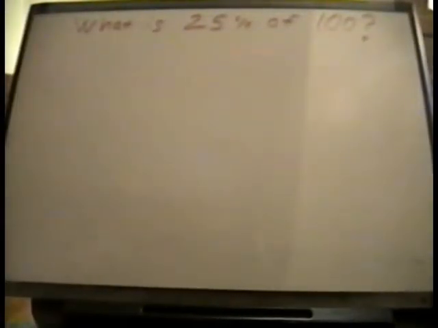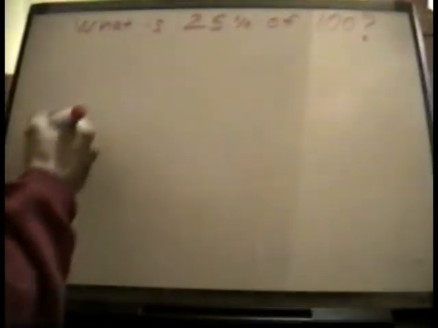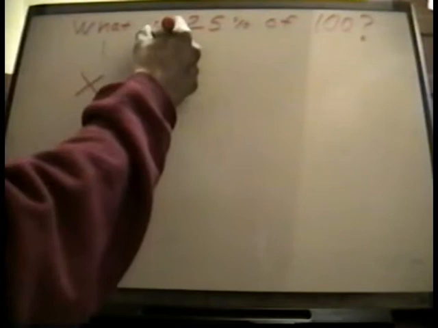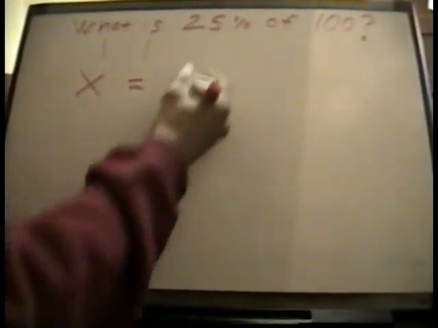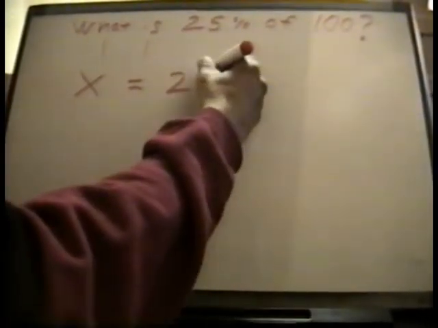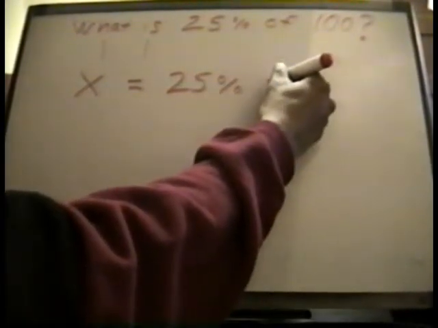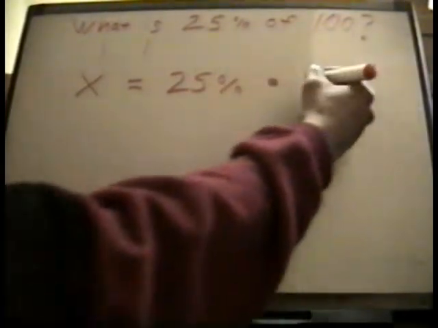What is 25% of 100? So here, each word corresponds to a term within the formula. "What" here corresponds to x. "Is" corresponds to the equal sign. 25%. "Of" here means you're multiplying. 25% of 100.